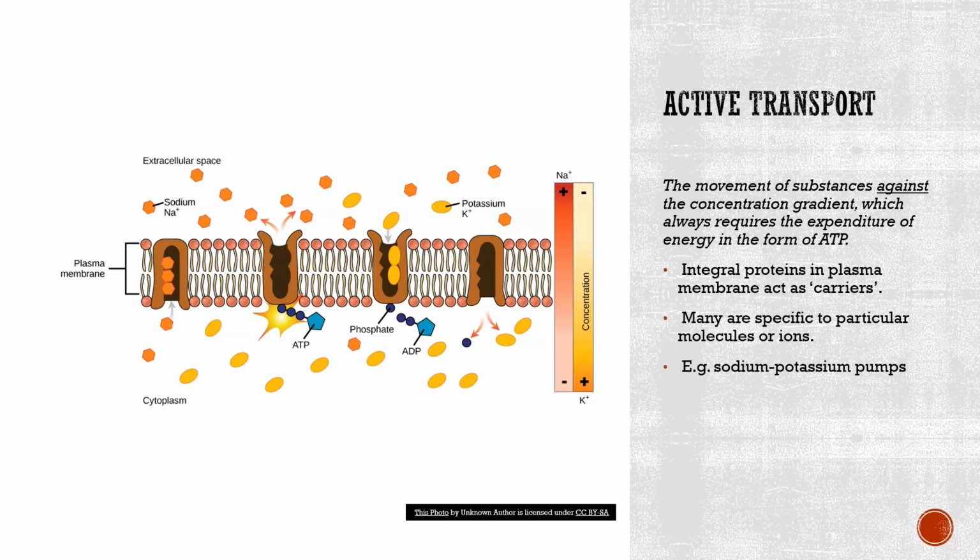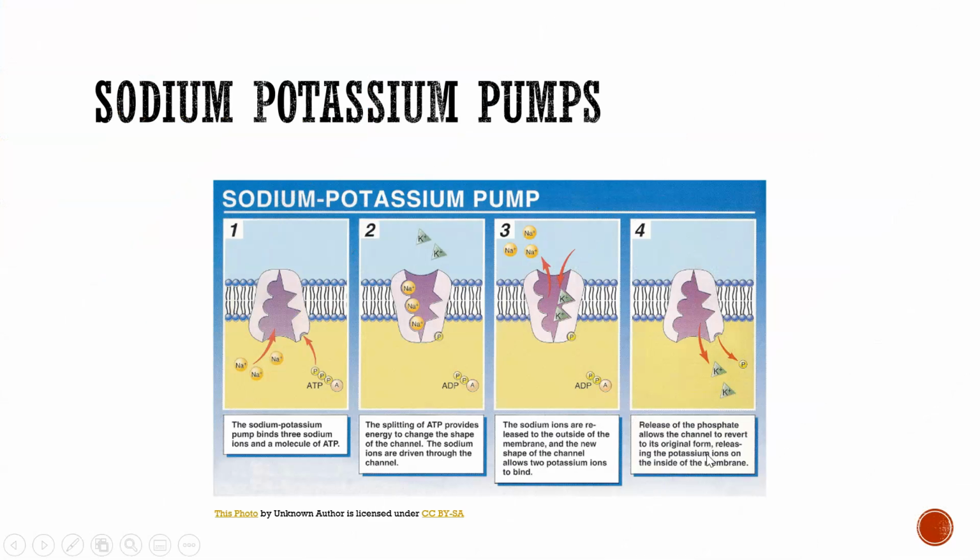Some examples are what we know as sodium-potassium pumps, and you'll see here that these pumps are moving sodium from a high concentration to a low concentration, and then vice versa, potassium from the high concentration to the low concentration. This diagram shows you the steps of a sodium-potassium pump.